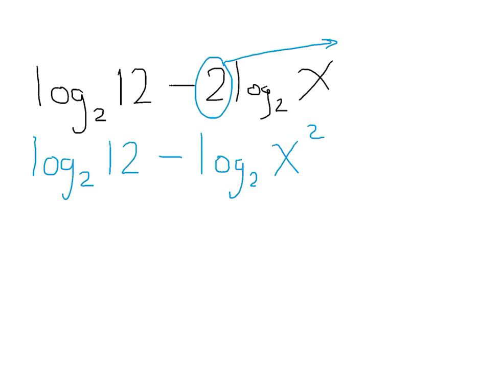How do I condense it? Log of x squared, log is 2x squared over 12. Close, Trent. Very, very close.